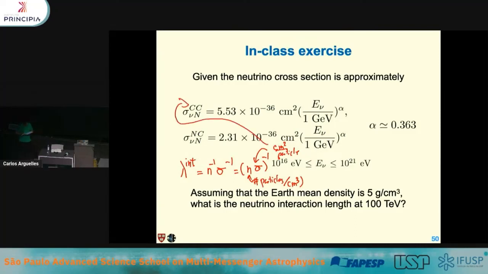And you need to know that 1 gram has Avogadro's number of protons to first order, and I will give you 4 minutes in pairs to figure out what that number is. So talk to the person left or right, 4 minutes: what's the interaction length? Everything that you need is on this slide. Go.